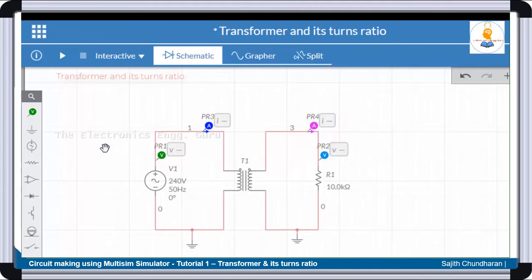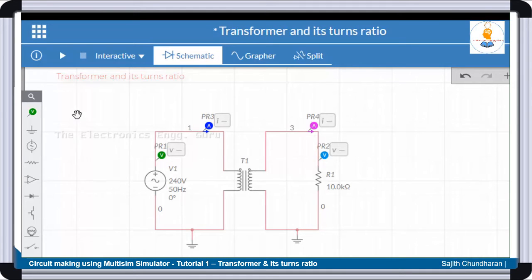So what is this for? This probe is meant for displaying the voltage and current: the voltage present at a particular point and the current passing through a particular line. V stands for the voltage at that point, and A stands for the current flowing through that circuit. Similarly, I have put one voltage probe and one current probe here to identify the secondary voltage and current flowing through the secondary circuit.